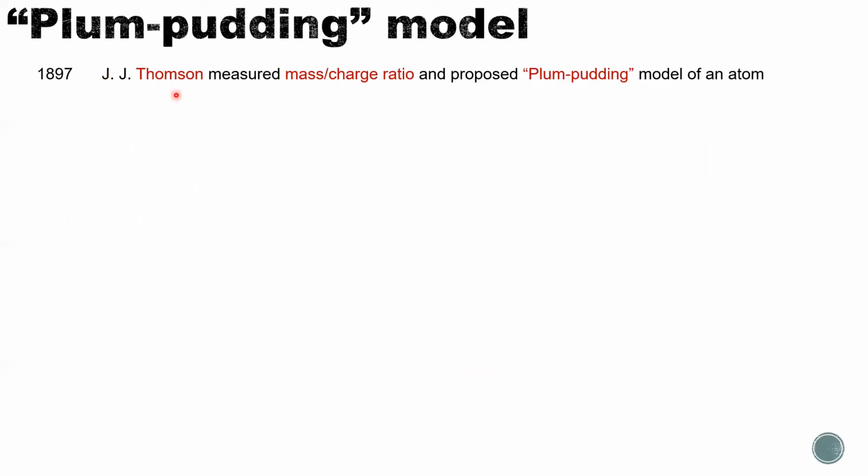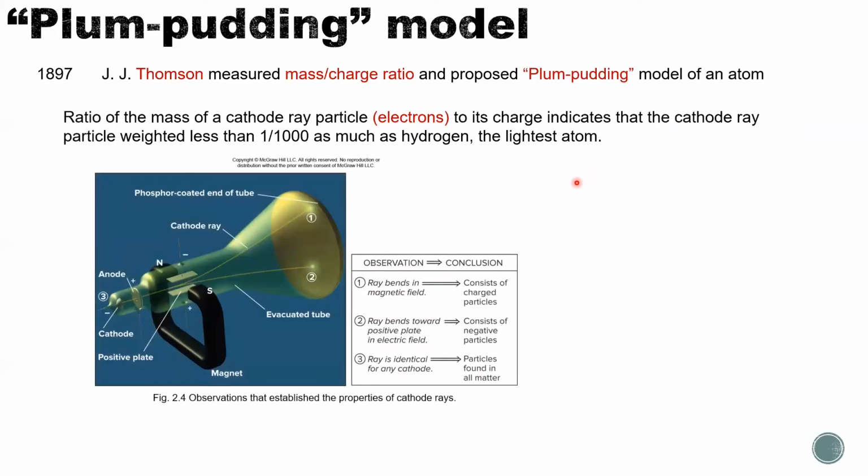So later on, Thomson measured the mass-charge ratio and proposed the plum-pudding model of an atom. What he actually measured is mass, meaning the weight, and charge, meaning how much electricity it carries. He measured what was called a cathode ray particle, which was defined later on as the electron. He used this device to measure the mass-charge ratio of electrons.